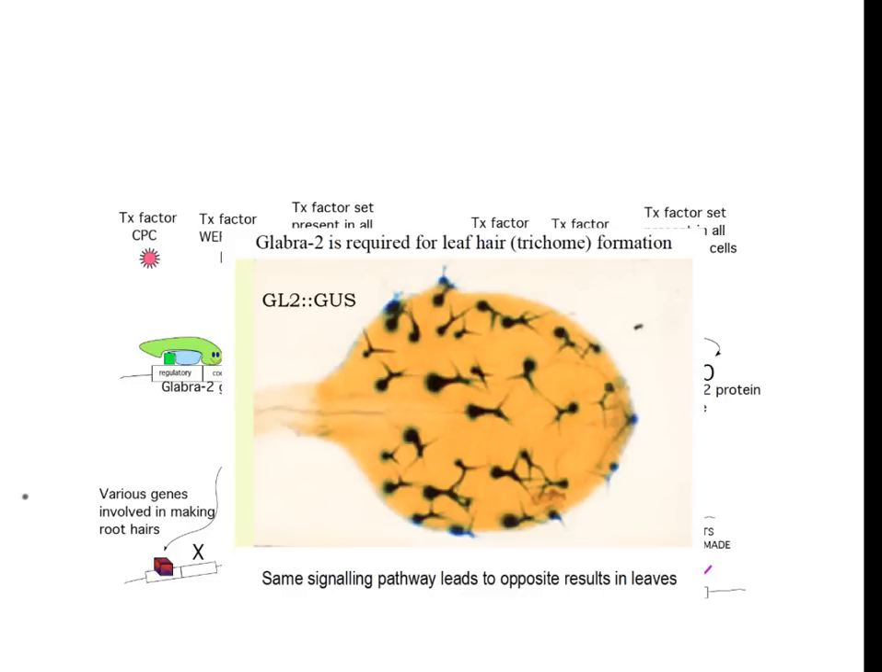A glabra mutant has very hairy roots and hairless leaves. Glabra means hairless. That's how the gene was named.